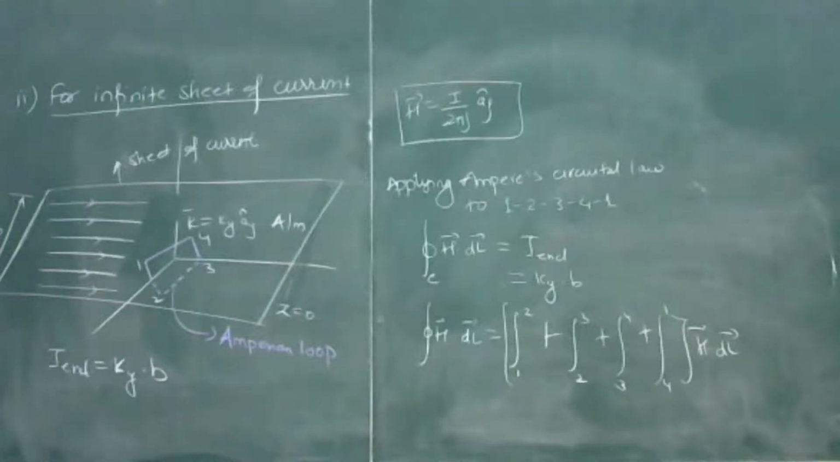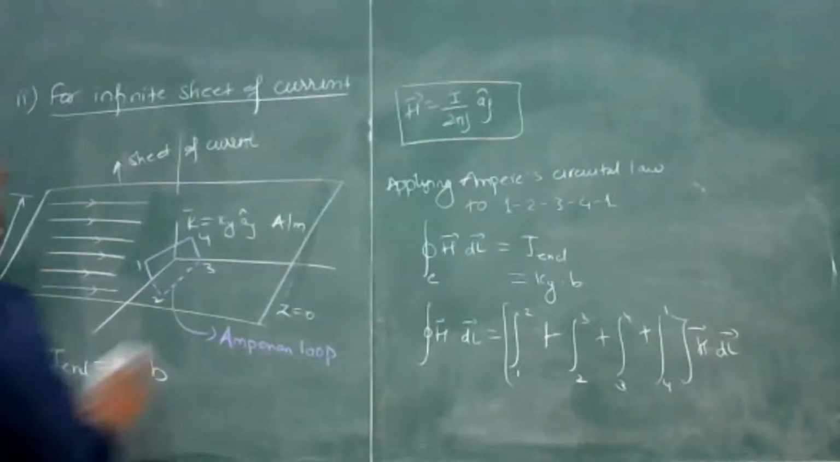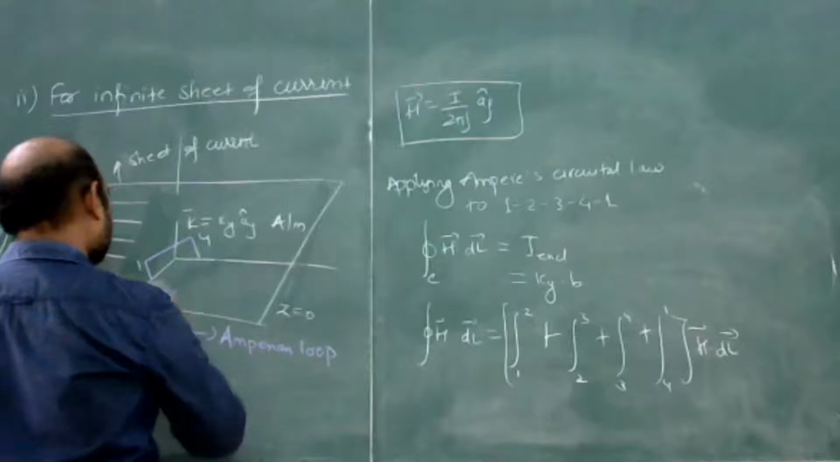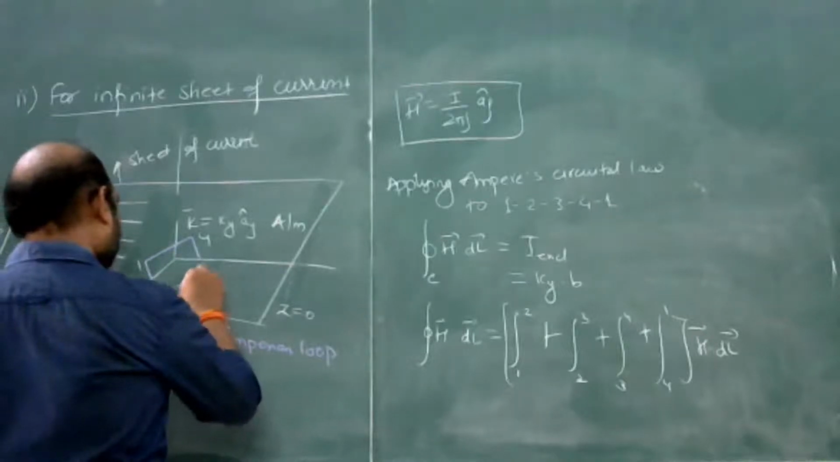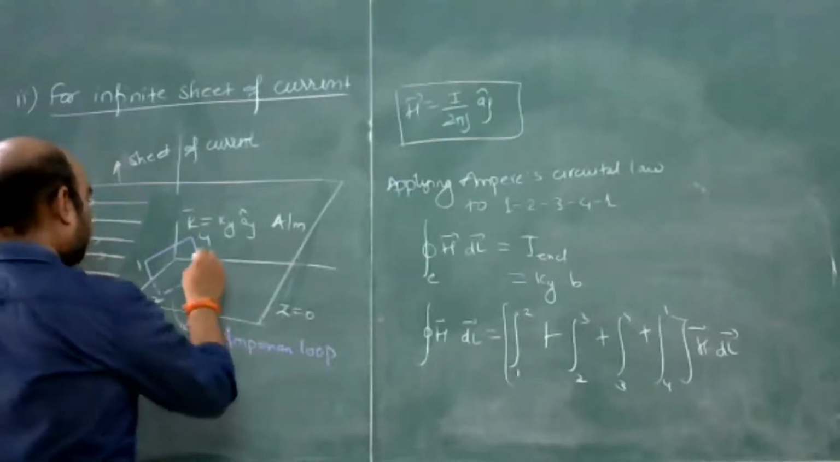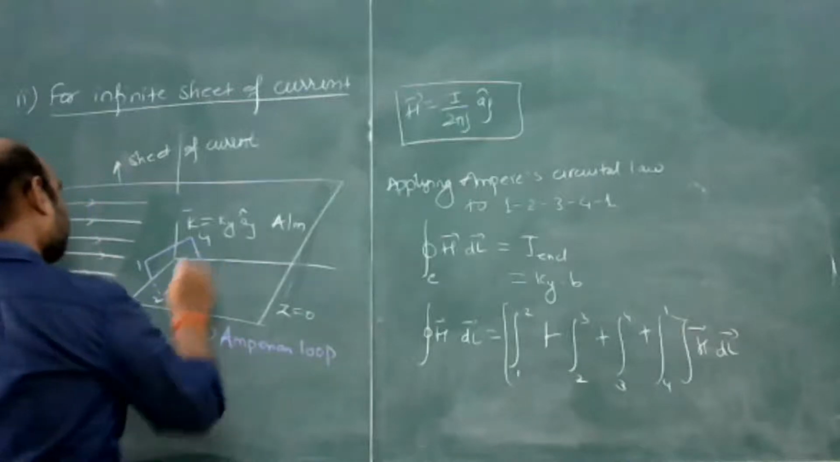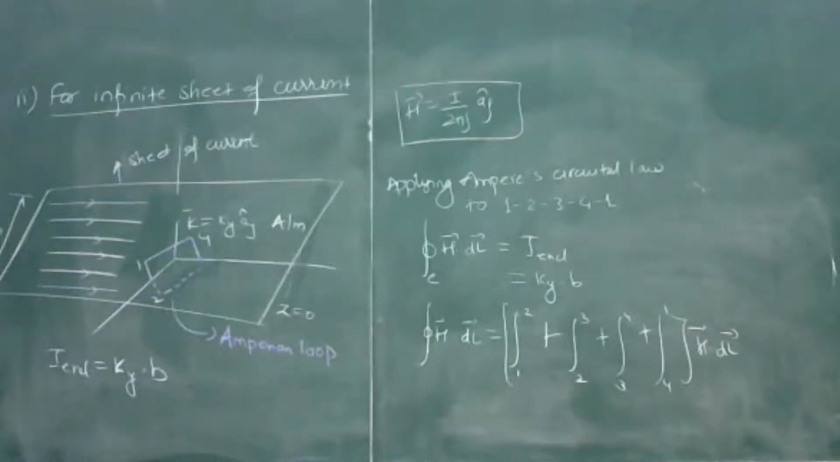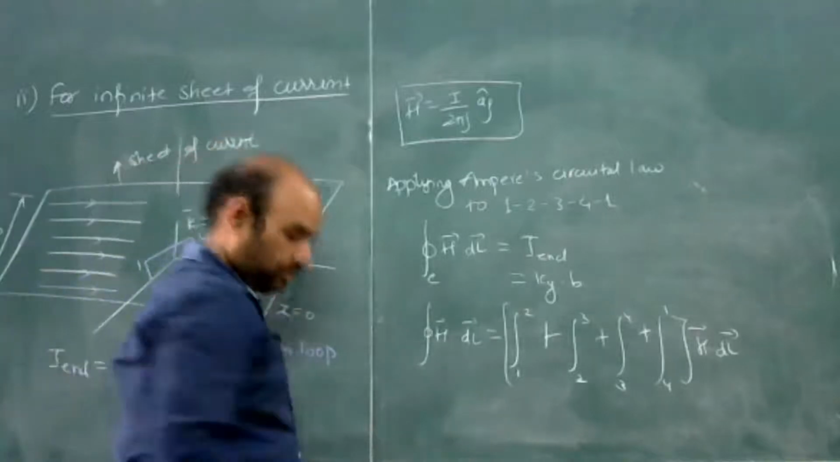So we need to know the value of K. We are assuming that half is below the z-axis and half is above the z-axis. So you have to analyze like this. Okay, so let's consider 2 points here.